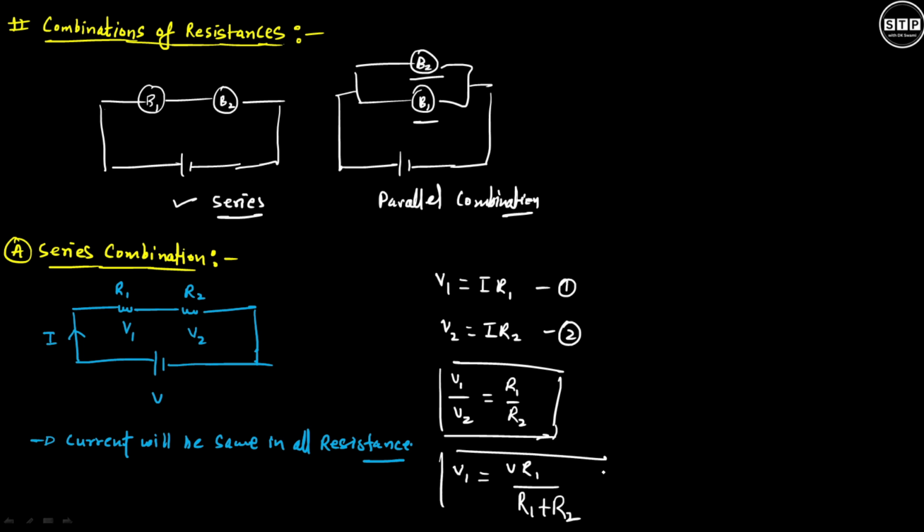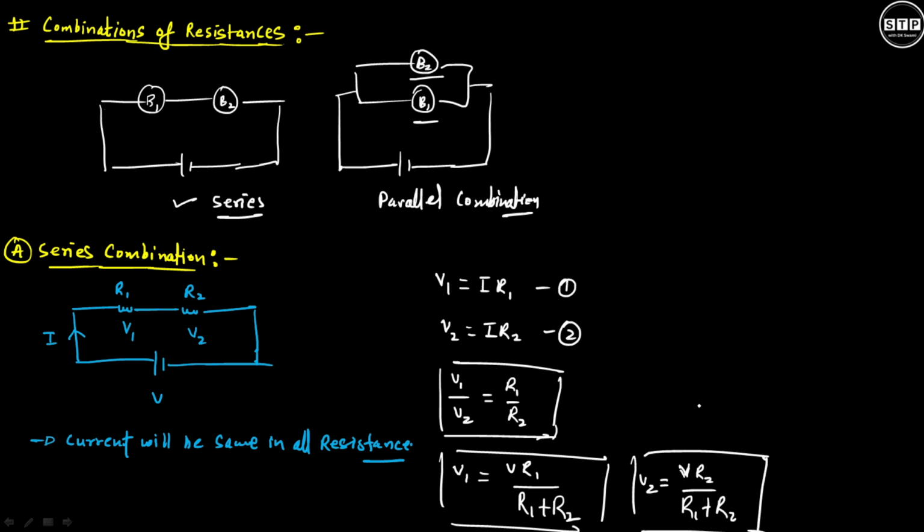Similarly, we can write the formula for V2, the potential drop on the second resistance. If you want to calculate in any complicated circuit and we know the total potential drop on both of them, we can apply V2 equals V R2 divided by R1 plus R2. This will be very helpful for complicated circuits.